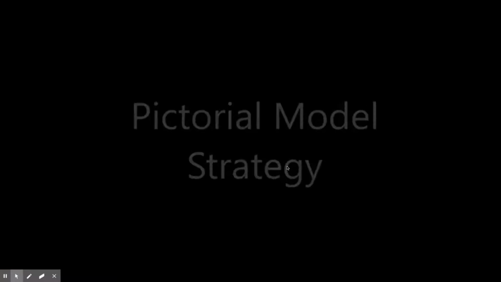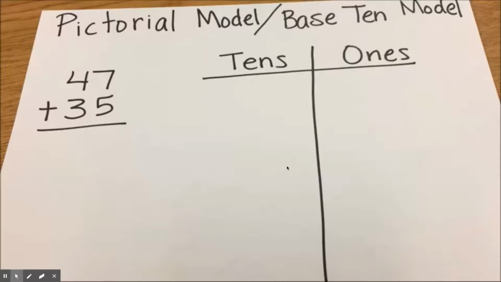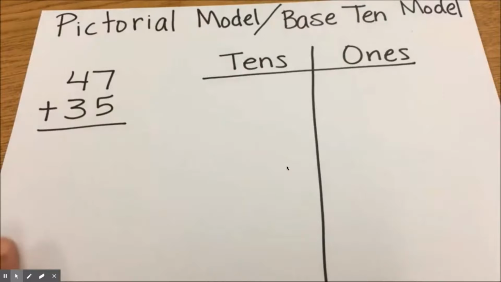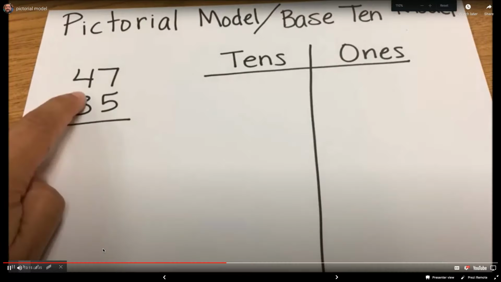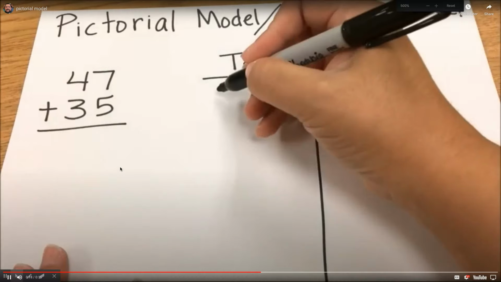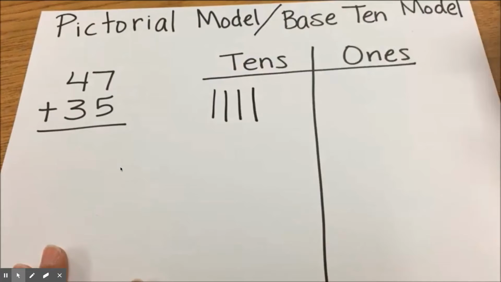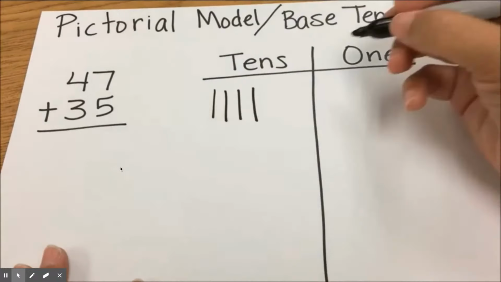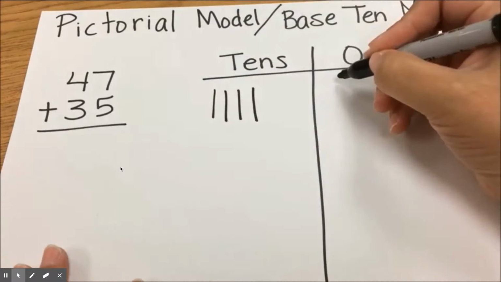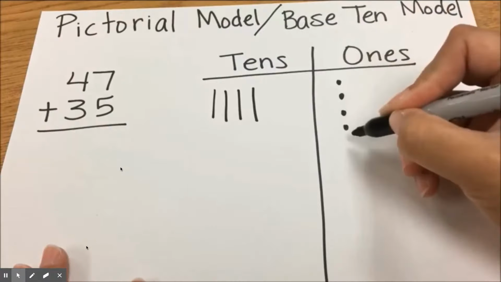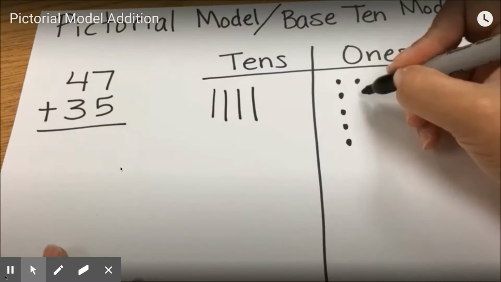Pictorial model strategy. In this case, we will check the number 47. The 4 represents 4 tens, represented with lines. The ones will be represented with dots, and since we have 7 ones, we have 7 dots.